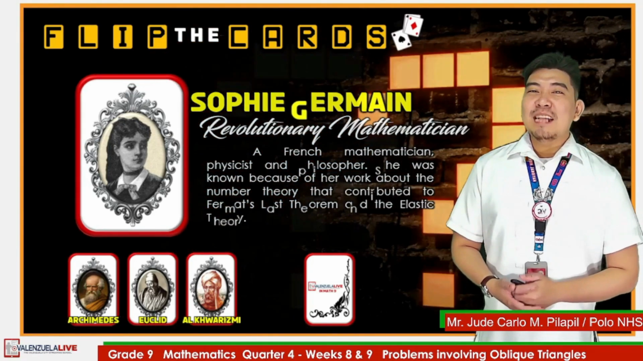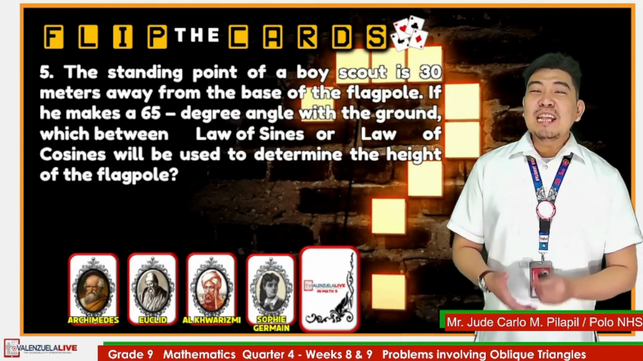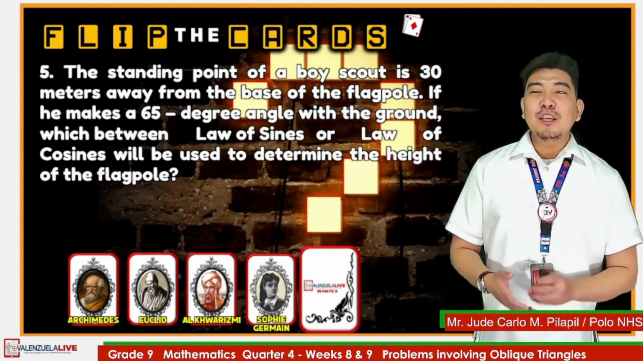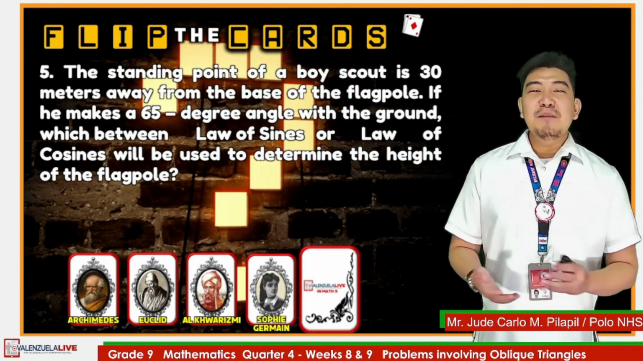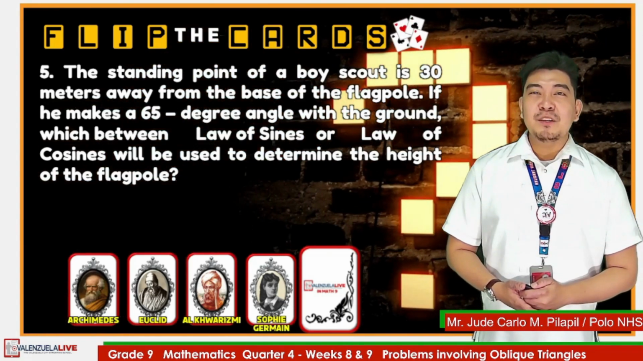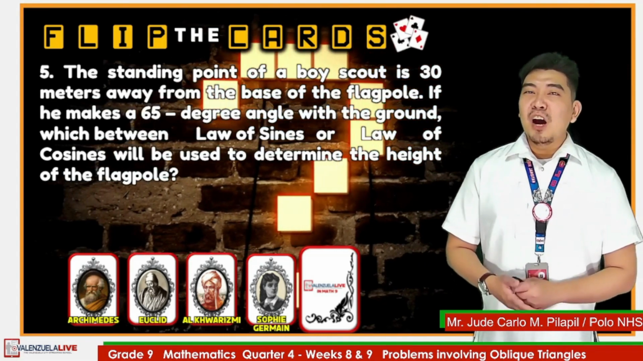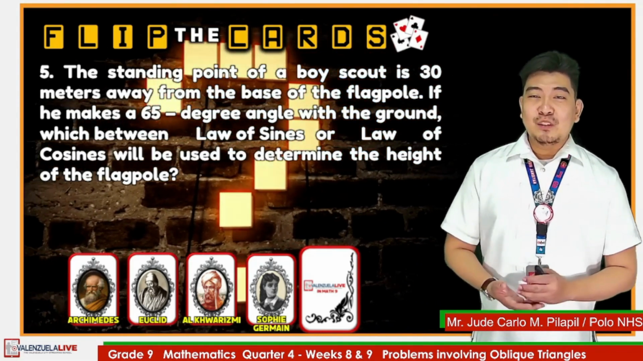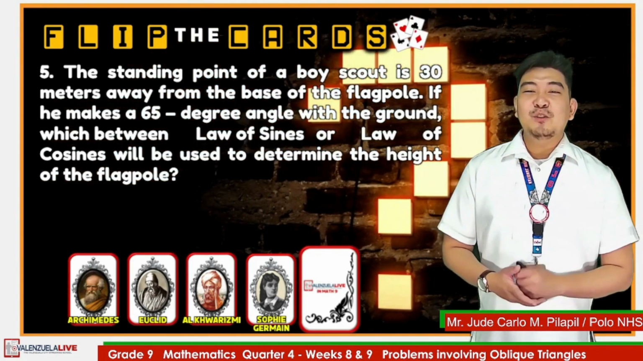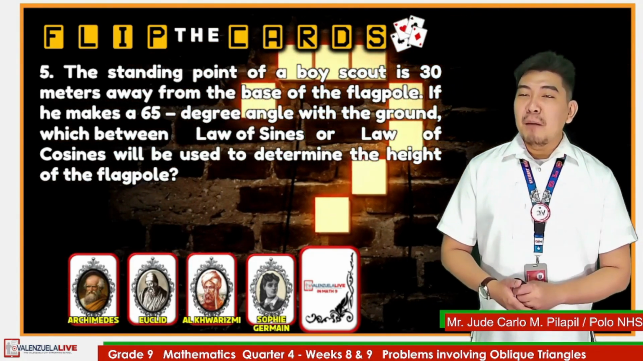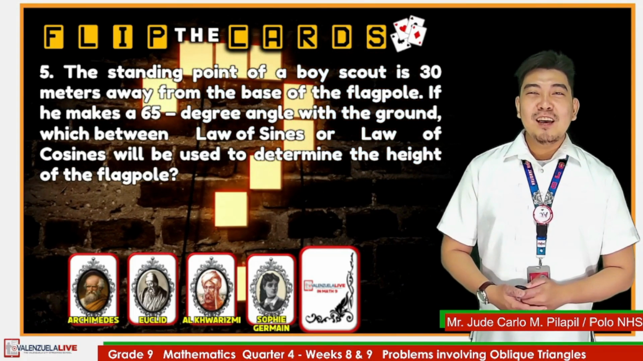Let us have the last item. Item number 5. The standing point of a Boy Scout is 30 meters away from the base of the flagpole. If he makes a 65-degree angle with the ground, which between the law of sines or the law of cosines will be used to determine the height of the flagpole? Sketch the illustration that represents the problem before you decide on your answers. 10 seconds, go!